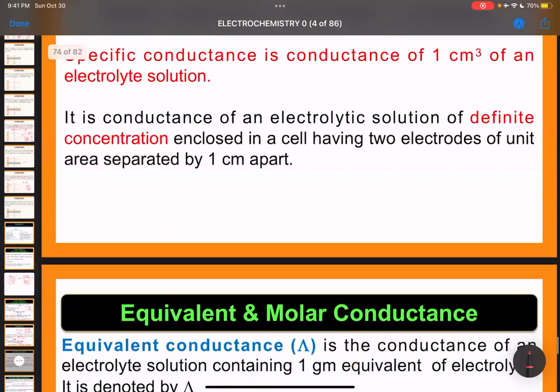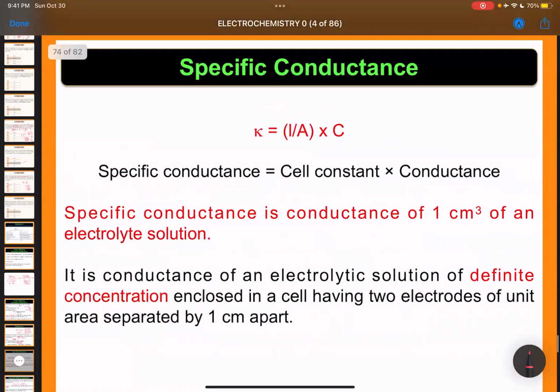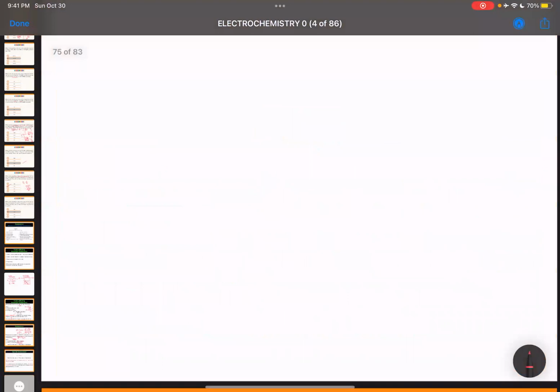Now you have molar conductance and equivalent conductance. Actually, kappa was only telling you. Let me explain.